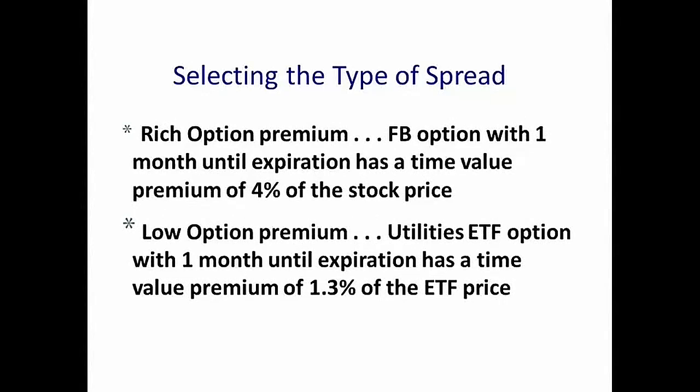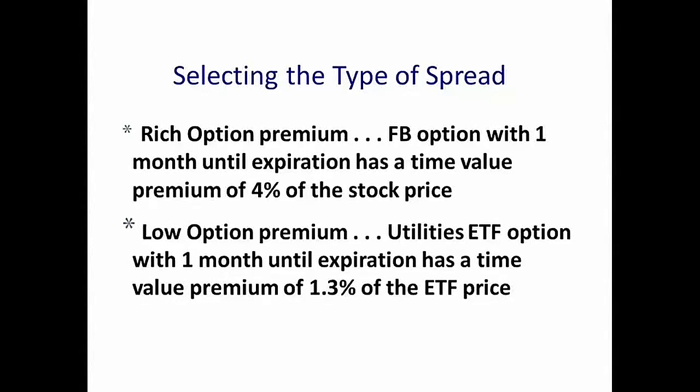Now one way to measure the option premium is to simply look at the time value portion of the option, and that determines whether the option premium is a low cost or a high cost. For example, the Facebook option with 1 month till expiration has a time value premium of 4% of the stock price. So we would consider that a rich option premium because the time value portion of that option is 4% of the stock price on a 1 month call.